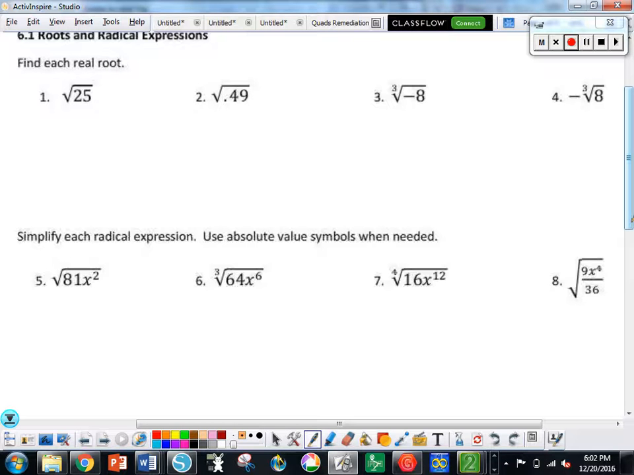On this one, when you have to find each real root, on number 1, the answer is only 5 because you are not putting the square root on it yourself. It's already there. So that's the principal root, indicating only the positive answer. Same with this one. The square root of 0.49 is 0.7. There's not a whole lot of work to show here, so you can just write your answer. The reason why this one is -2 is because -2 times -2 times -2 is -8.